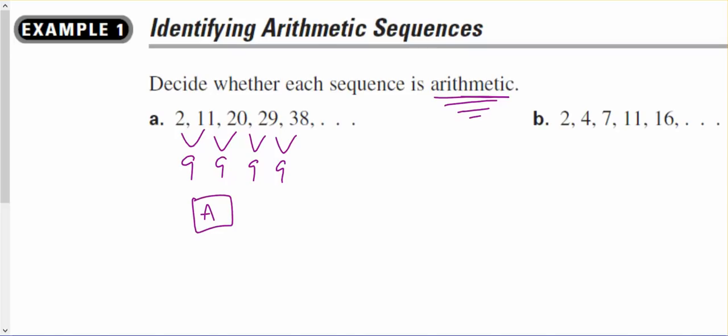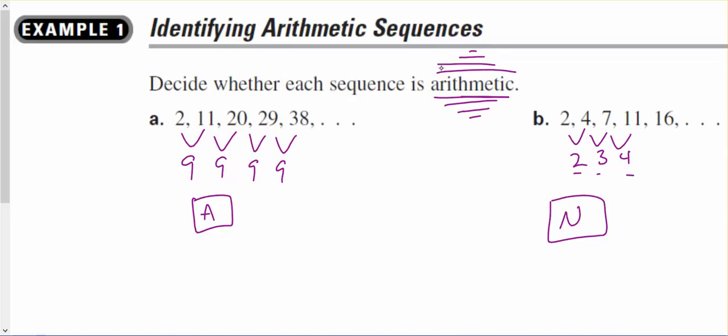Here we're adding 2, then we're adding 3, then we're adding 4. That's a different number each time. So this is no, it's not arithmetic. Some people also pronounce this arithmetic differently. I go back and forth. Usually I say arithmetic.